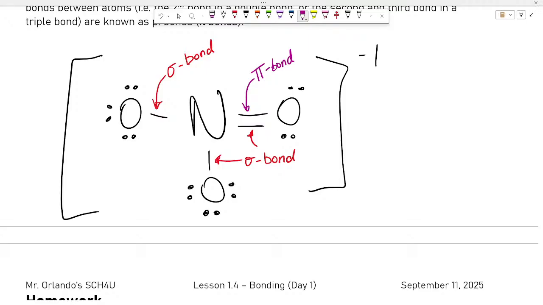So nitrogen here is making 4 bonds. 3 of them are sigma bonds. And that tells us it's bonded to 3 different atoms. Because the first bond between any 2 atoms is always called a sigma bond. But then it has 1 more bond. And any additional bonds between atoms aren't classified as sigma bonds. They're classified as pi bonds.